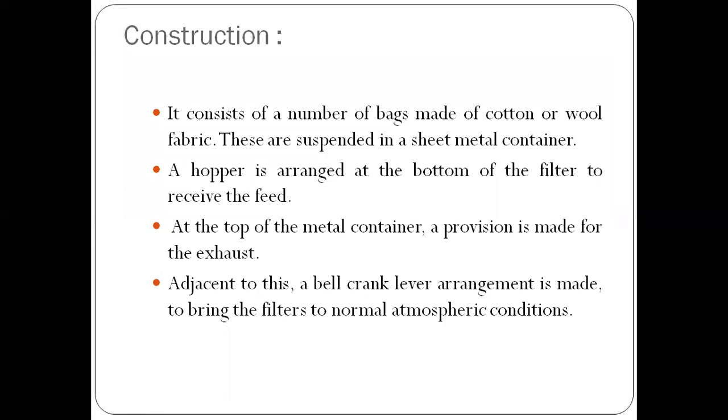So it consists of a number of bags which are made up of cotton or wool fabric, as we saw in the video. These are suspended in sheet metal containers. The hopper is arranged at the bottom of the filter to receive the feed. At the top of the metal container, provision is made for the exhaust, and adjacent to this, a bell crank lever arrangement is made to bring the filter to normal atmospheric conditions.